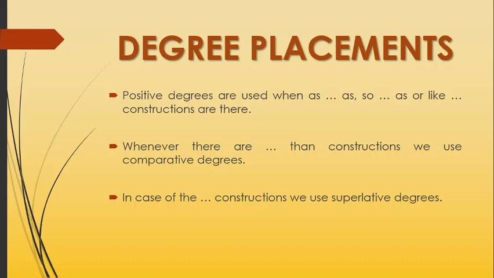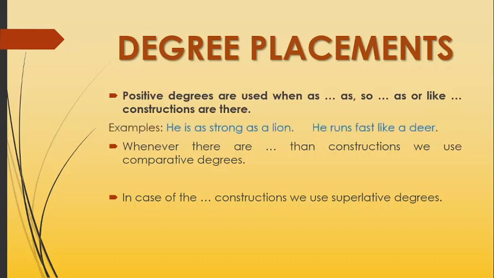You see, positive degrees are used when there is a blank between two as, as blank as. Or maybe it can come as so, blank, as, or like, and then blank. So in such cases, we use positive degrees. For example, we say he is as strong as a lion. See, as, then positive degree strong, and then again as. He runs fast like a deer. So runs fast and then like.